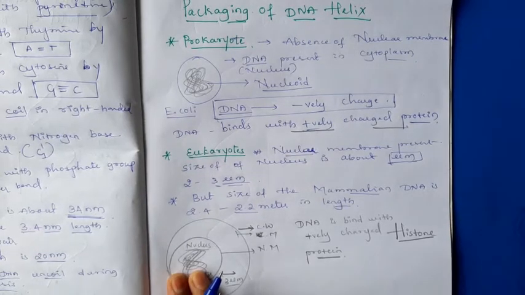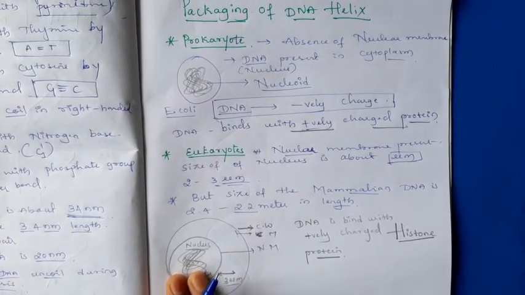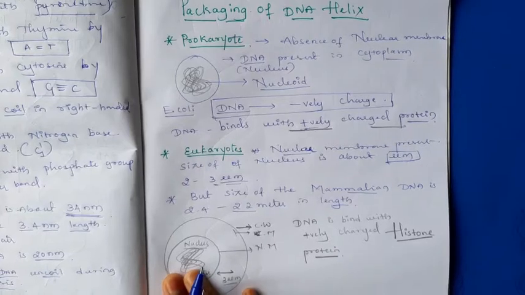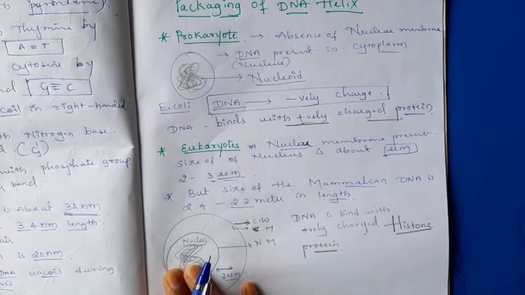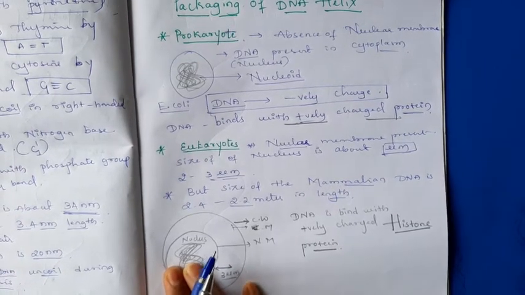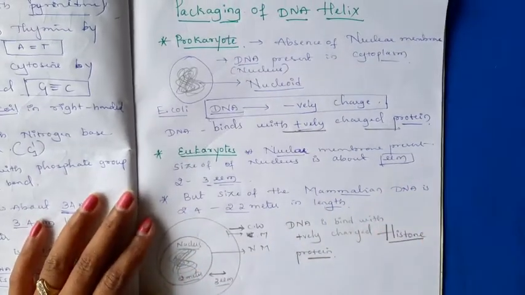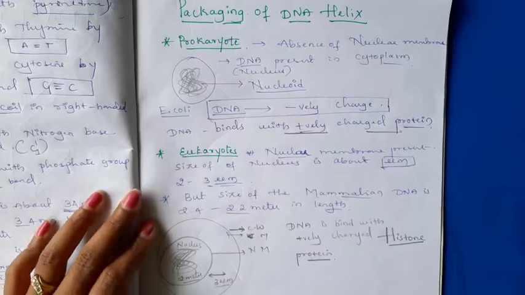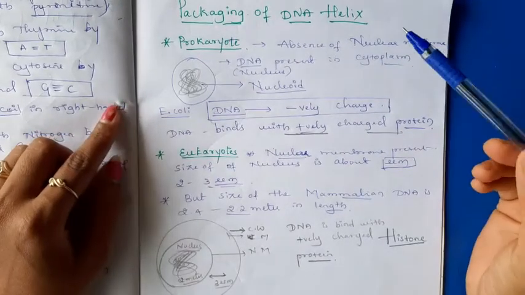In the previous class, we discussed the salient features of the double helical structure of DNA, the structure of DNA and the length of the DNA. Then we also started the new topic, that is packing of a DNA helix. In that we discussed prokaryotes.